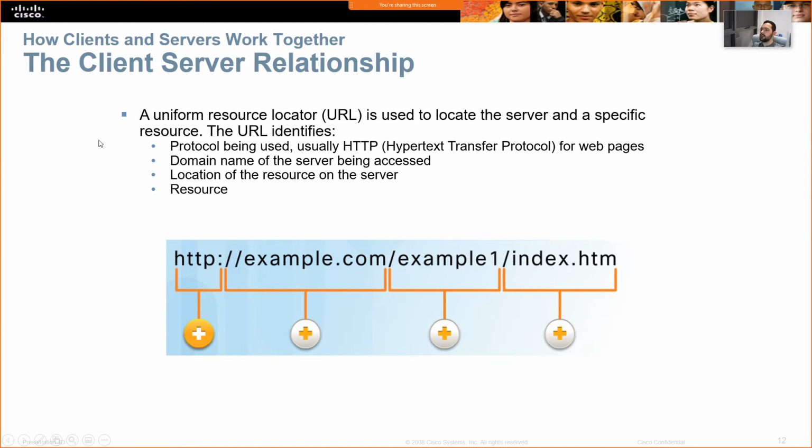Okay? So basically this URL is made of components. The first component is the protocol being used, as you guys can see here. It could be HTTP, and it could be a more secured version of HTTP. Does anyone know what a more secure version of HTTP is? HTTPS. That's good.